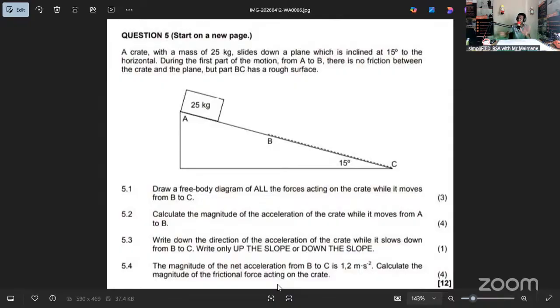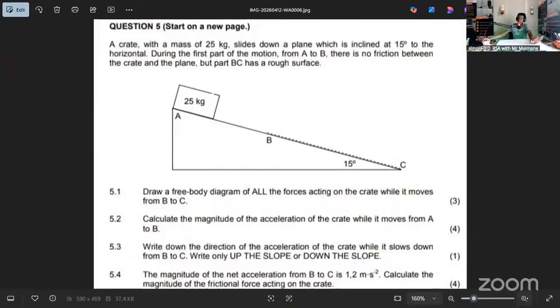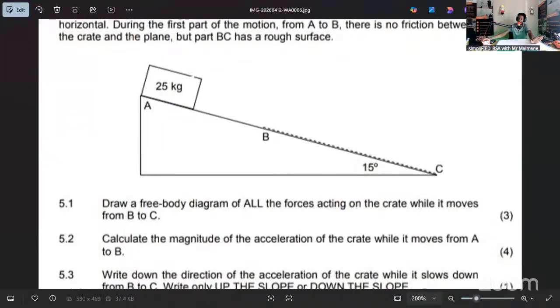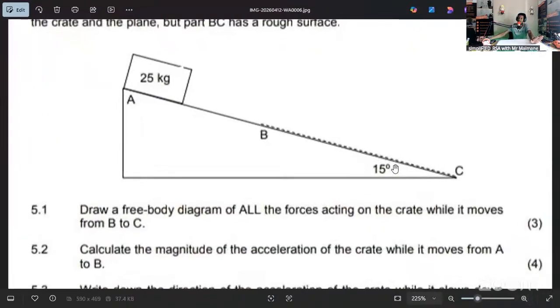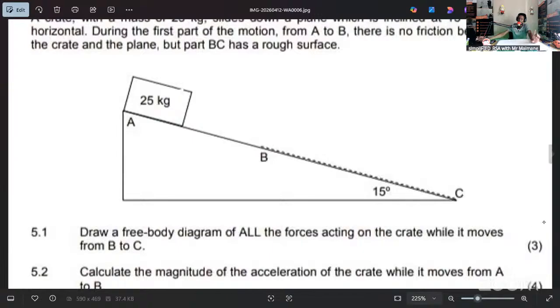It's about the diagram. Before we even look at what the question says, let's zoom into the diagram ourselves. Before we even read what the question is about, let's look at the diagram and see what we see. There's something about this triangle before they even say anything. This triangle, we can see it has an angle of 15 degrees. Someone would say it's a right angle triangle. Yes, it is a right angle triangle. And we can see from point A to point B, it looks smooth.